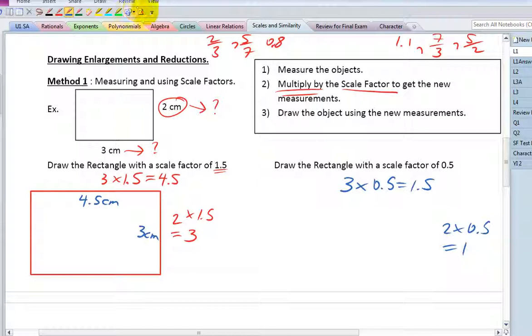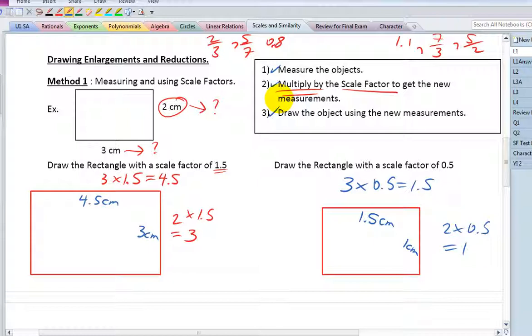So for the next shape, you should have another rectangle. It doesn't change, it doesn't become a triangle. But now you're going to have 1.5 centimeters up top and 1 centimeter for the height. Good. So you have to do this for some of your questions. You have to do 3 steps: measure, multiply, draw. Okay. Any questions?